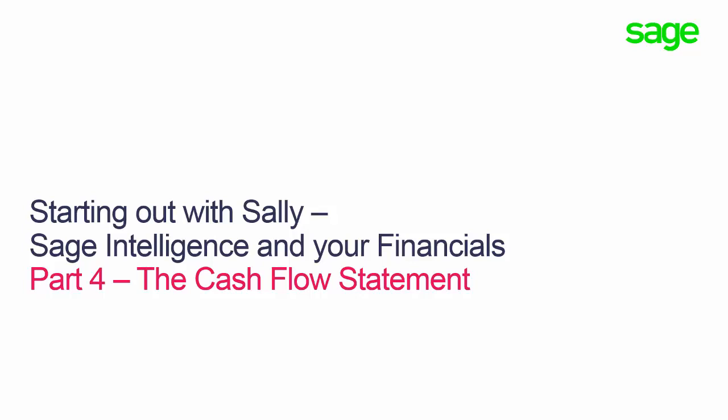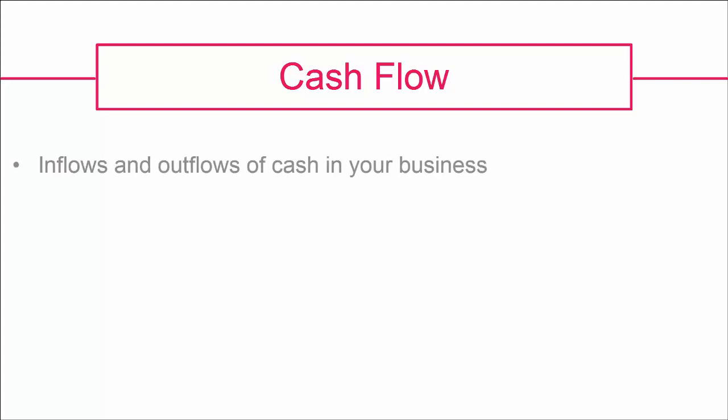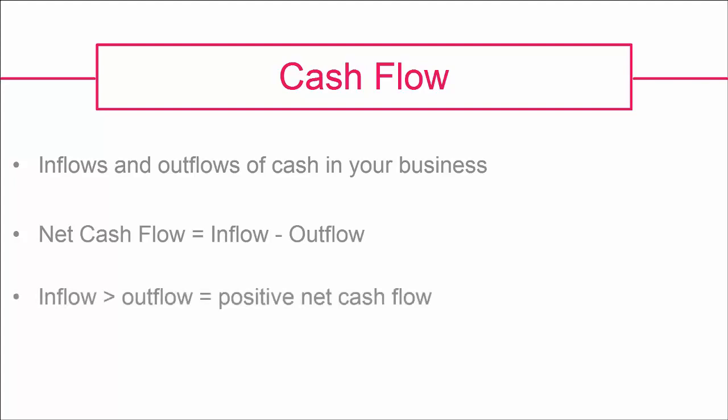Today we're going to look at the last main statement in your business financials, which is the cash flow statement. I'm going to start by providing a definition of cash flow and then explain how the cash flow statement ties in. The term cash flow refers to the inflow and outflow of cash from your business. The difference between the two is called net cash flow. If more cash has been received than has been spent, then you'll have a positive net cash flow, and if not, it will be negative.